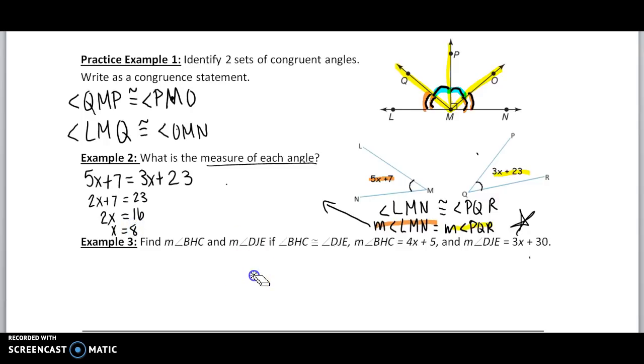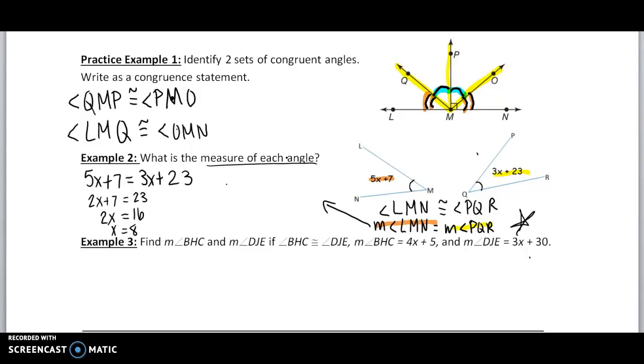It would be really, really awesome if I was done right there. However, I only know what x is. But again, what I underlined at the beginning is I want to know the measure of each angle. So in order to figure that out, I need to substitute 8 in for x.